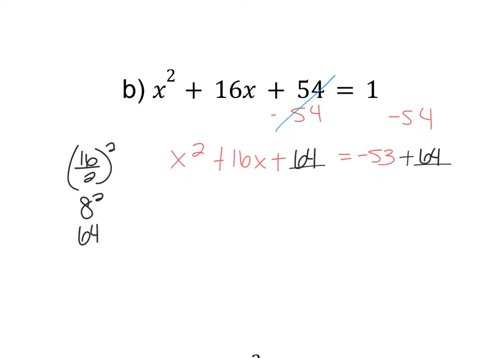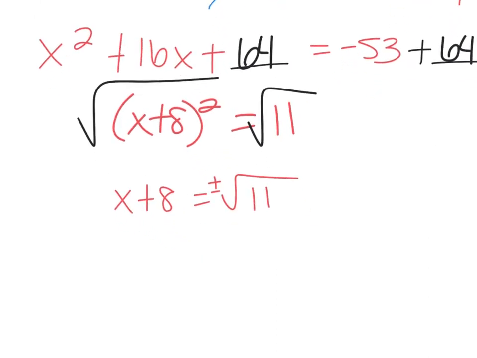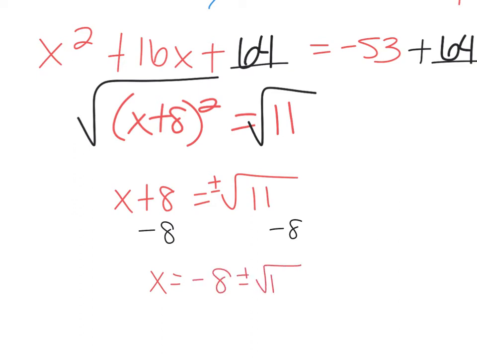Okay, and then let's go ahead and factor the left. It's going to be x plus 8 squared equals, what would that be? 711, right? I think that's right. Let's go ahead and take the square root. So x plus 8 equals plus or minus, I almost forgot, plus or minus the square root of 11. So let's subtract 8 from both sides. I'm going to write the negative 8 first. So x equals negative 8 plus or minus the square root of 11.